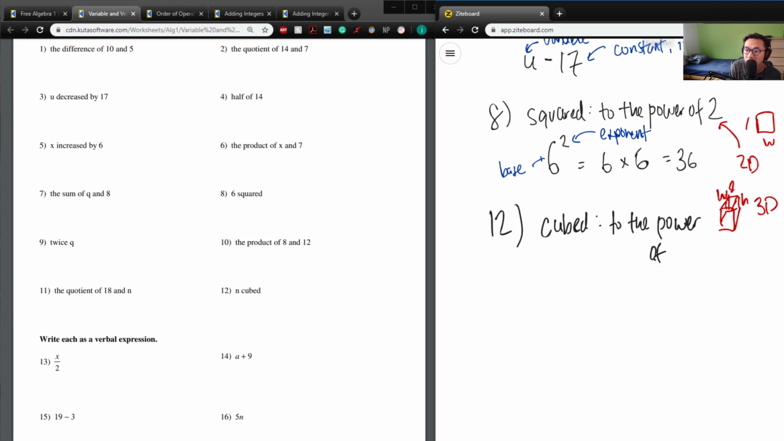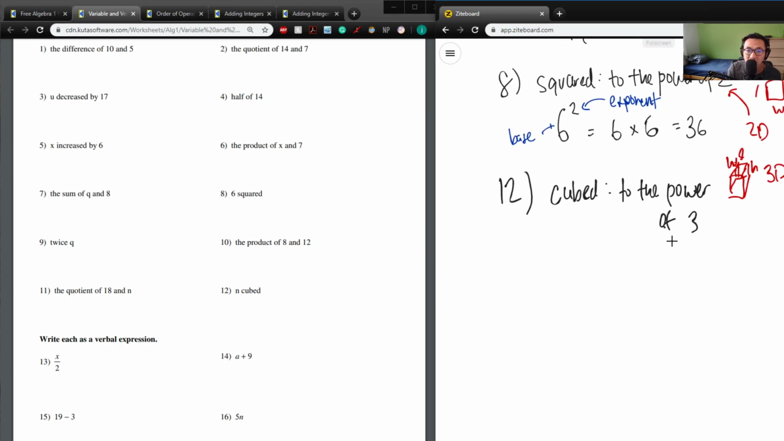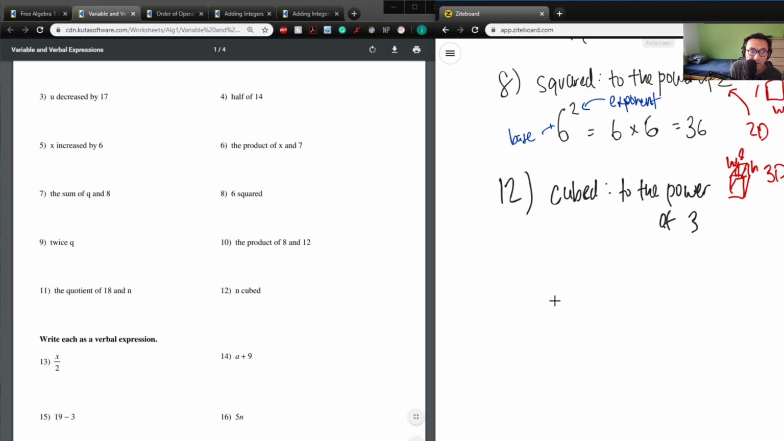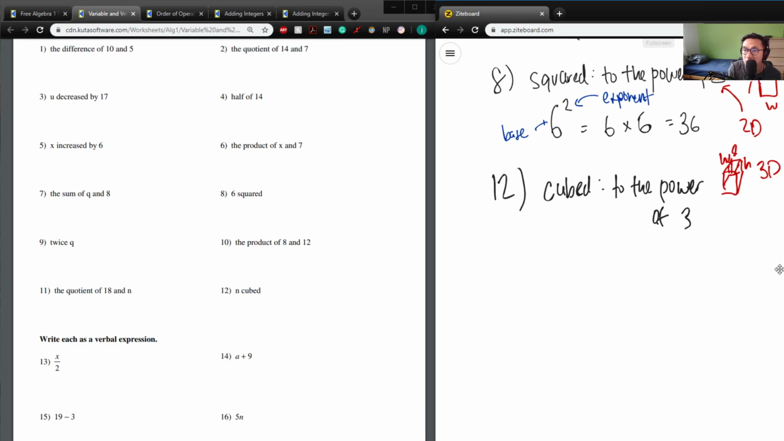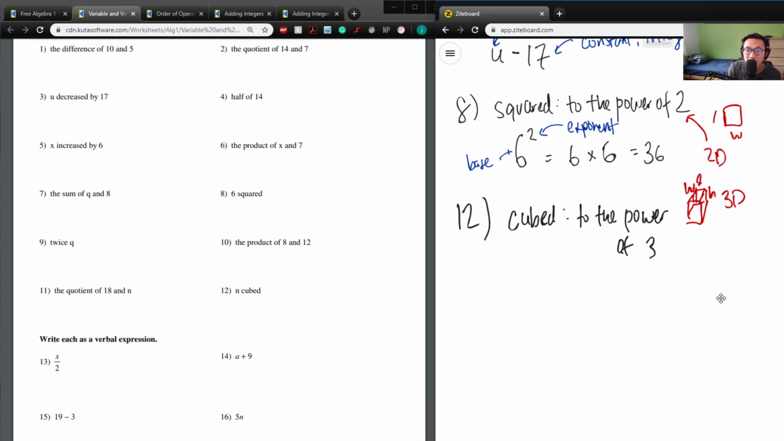So what we're doing here is now we're taking this n here, which is my variable. Again, variables are usually represented by letters. So in this case, we have n, and it's going to be cubed, so it's going to be to the power of 3.